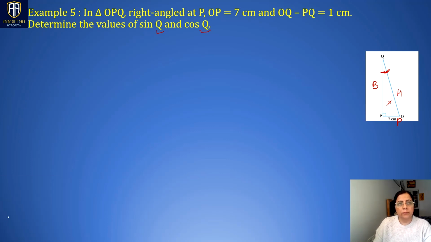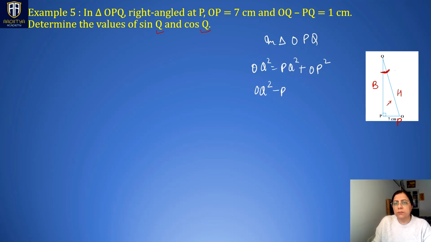So now we are given that OQ minus PQ is 1. So in triangle OPQ, hypotenuse is OQ. OQ square is equal to PQ square plus OP square, Pythagoras theorem. OP square is 7 square, right? So we can write OQ square minus PQ square is equal to 7 square.